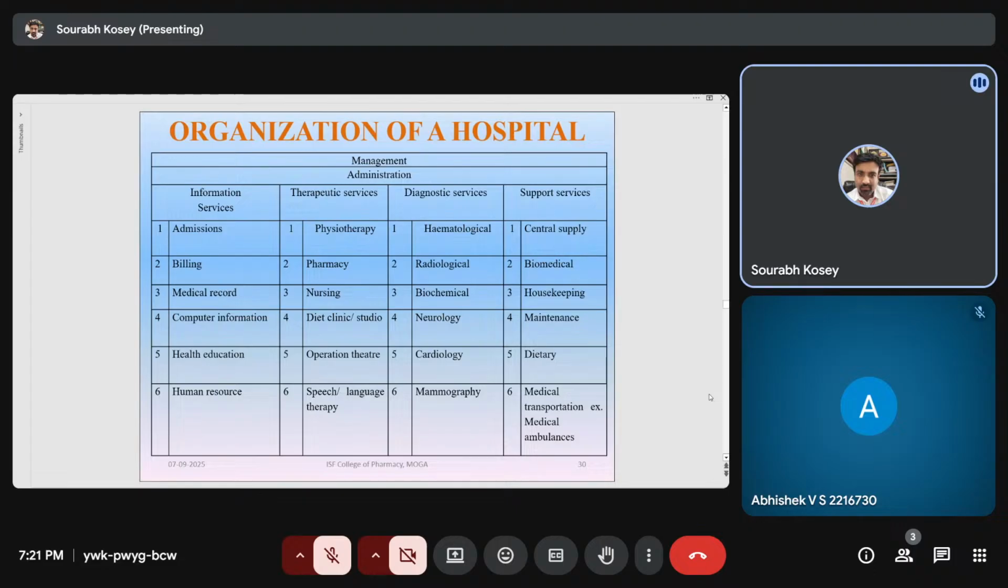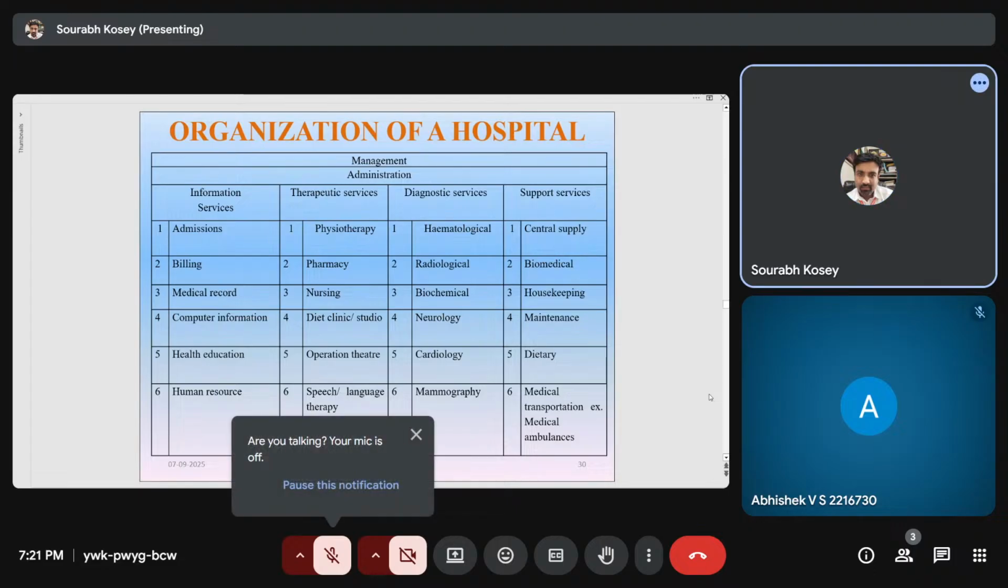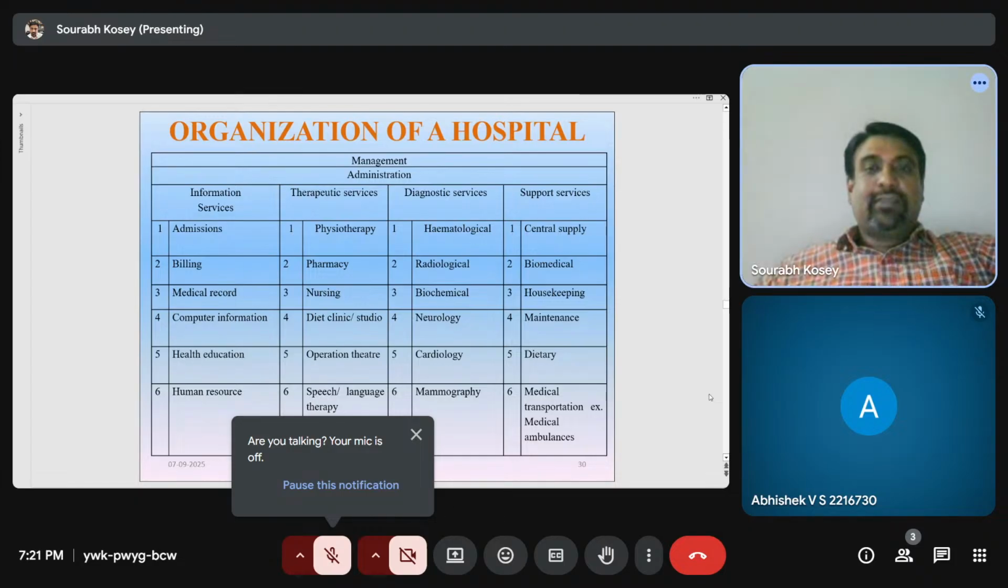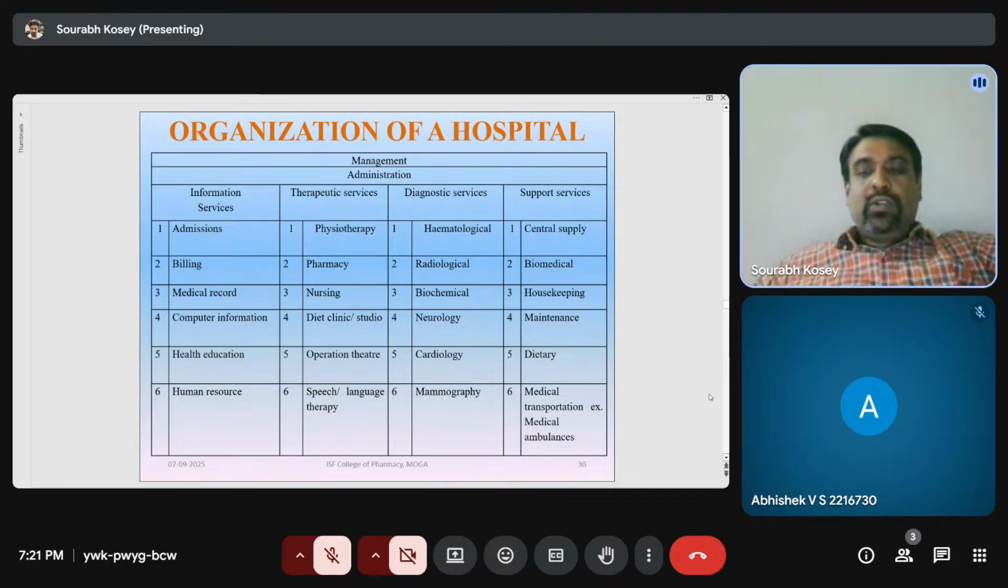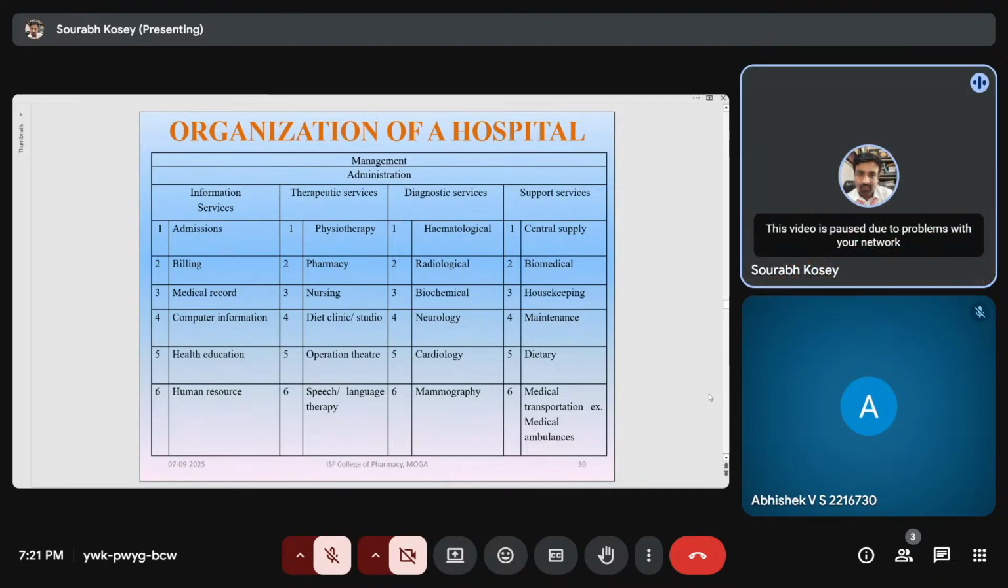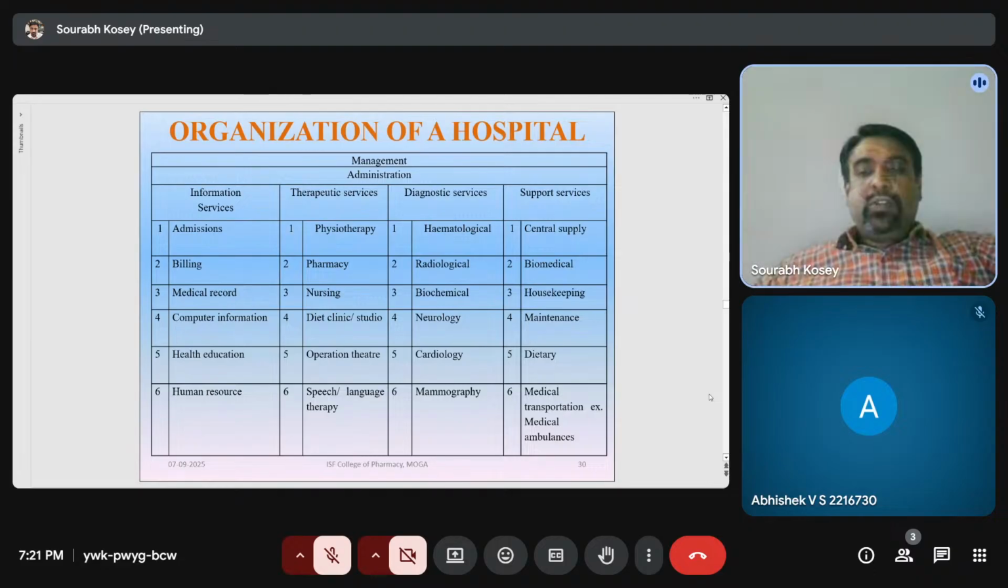If a person is not able to speak after birth or stammers, then speech therapy, language therapy, and some tongue twisters are used, so occupational therapy takes place. In terms of diagnostic services, hematological, radiological, biochemical, neurochemical, cardio, mammography, etc. take place. In support services, there are the research and ethics committee, central sterile supply, biomedical waste, housekeeping, maintenance, dietary, and medical transportation, where bike ambulance, air ambulance, road ambulance, and casualty events, etc.